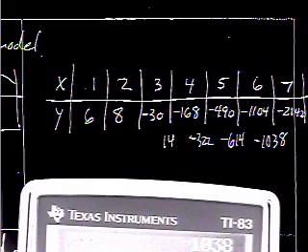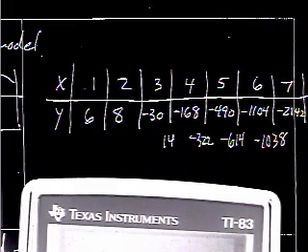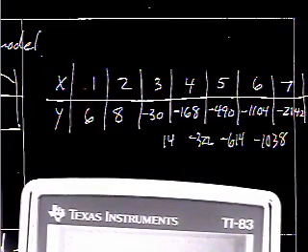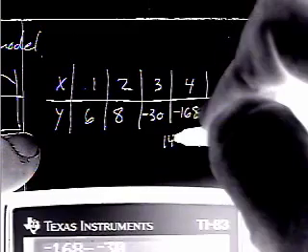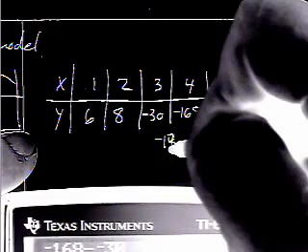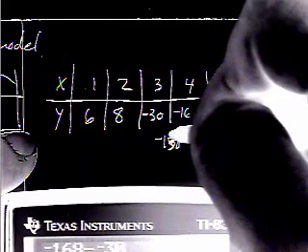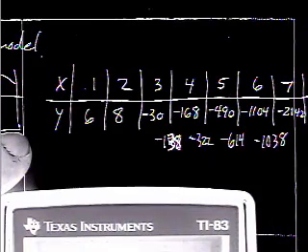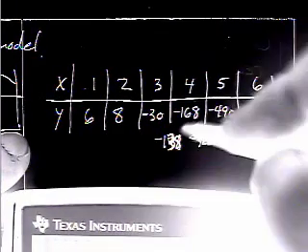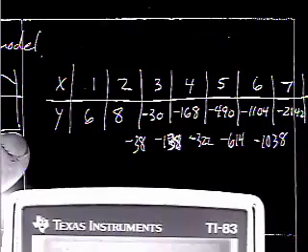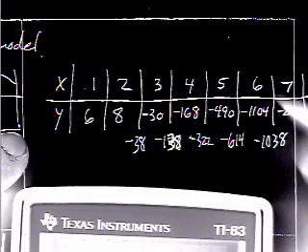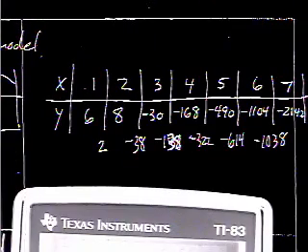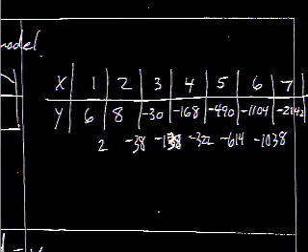Oh, I typed the wrong thing. That doesn't seem right. Negative 168 minus negative 30. Oh, that's better. Negative 138. Negative 30 minus 8 is negative 38, and 8 minus 6 is 2. Okay, clearly it did not happen in the first set of differences.